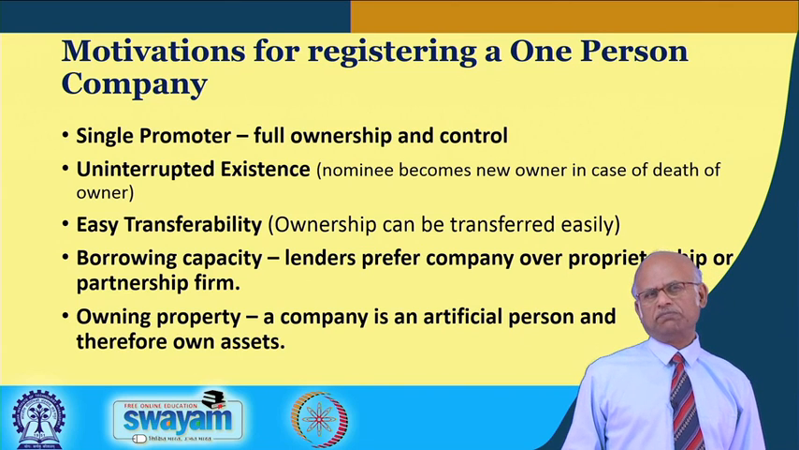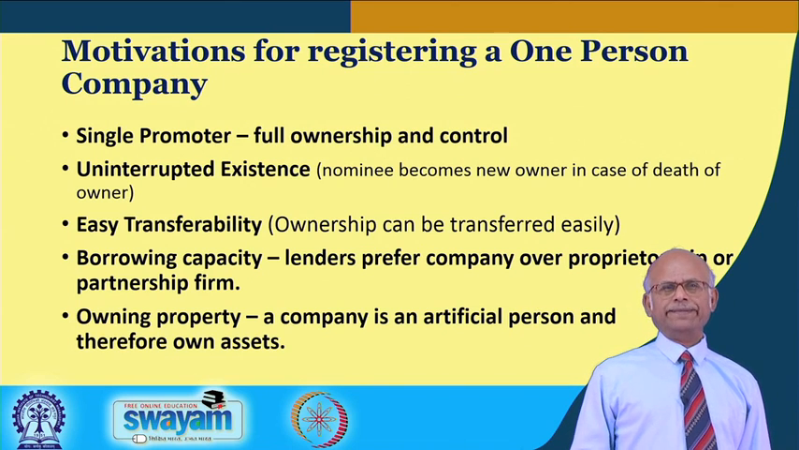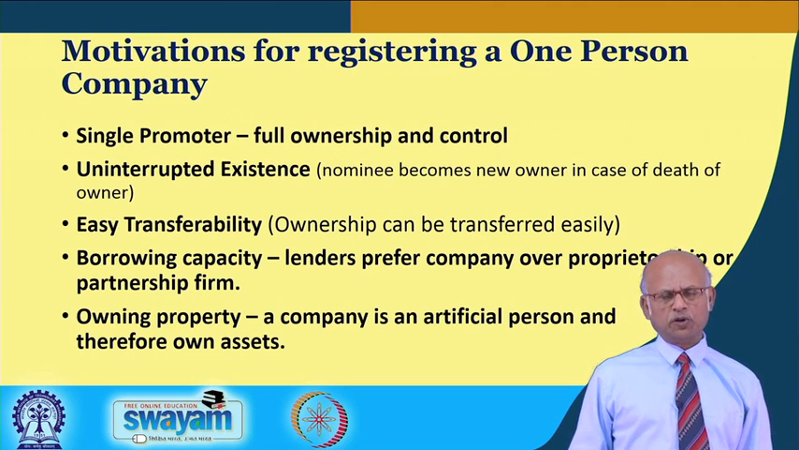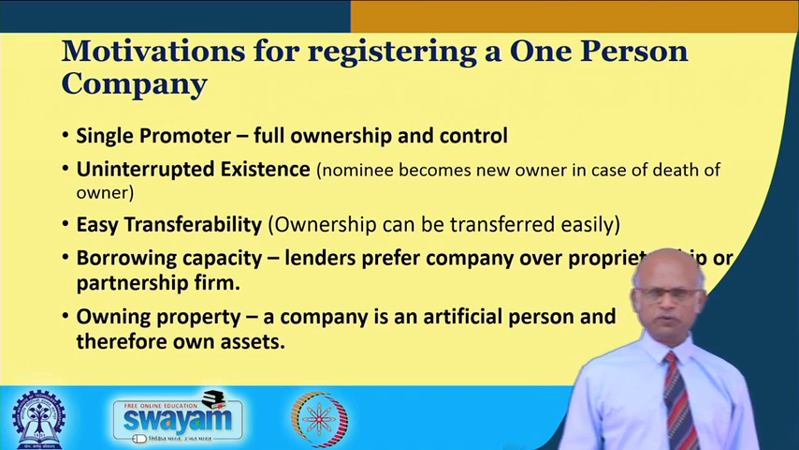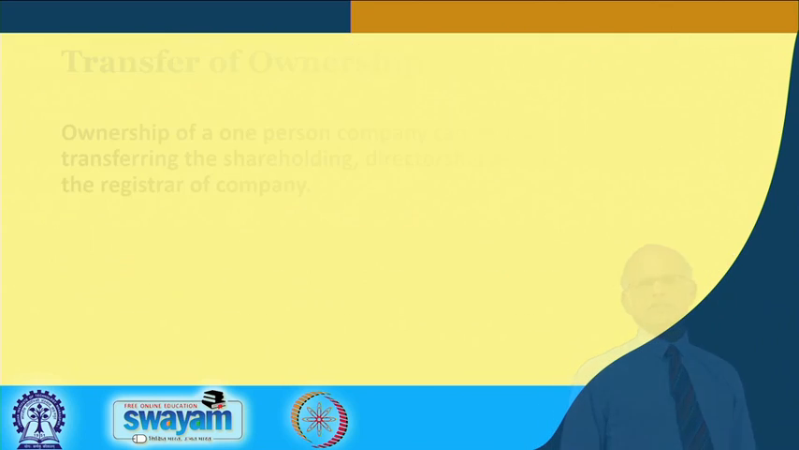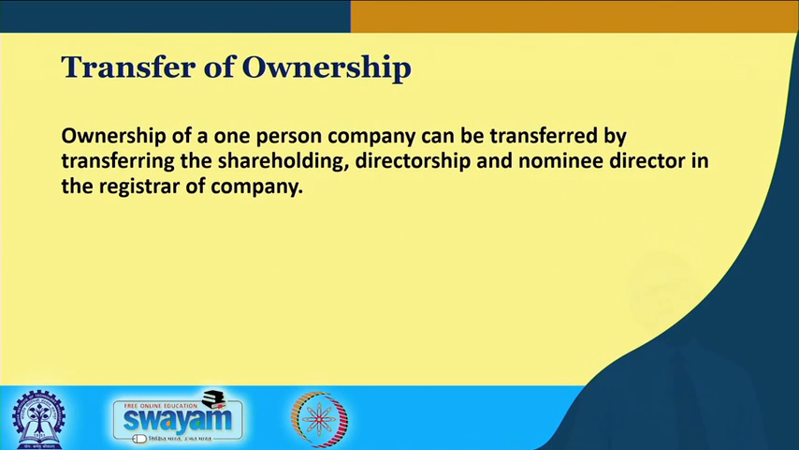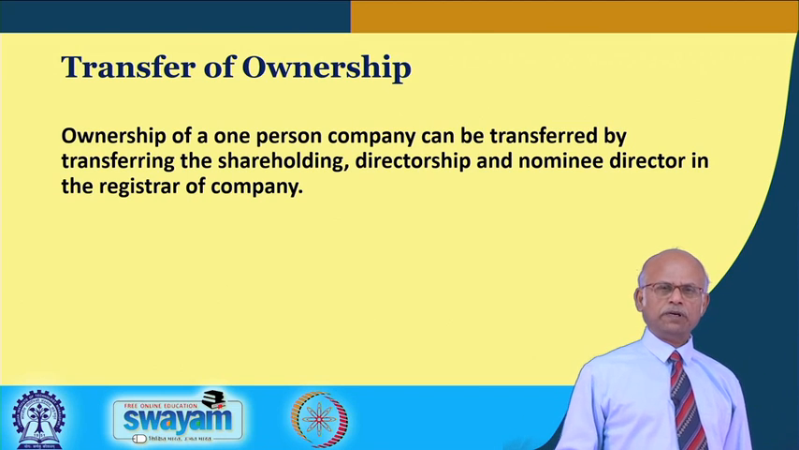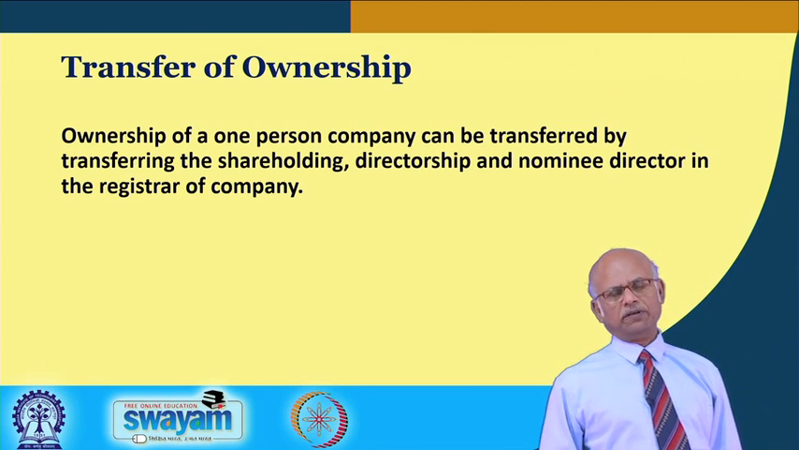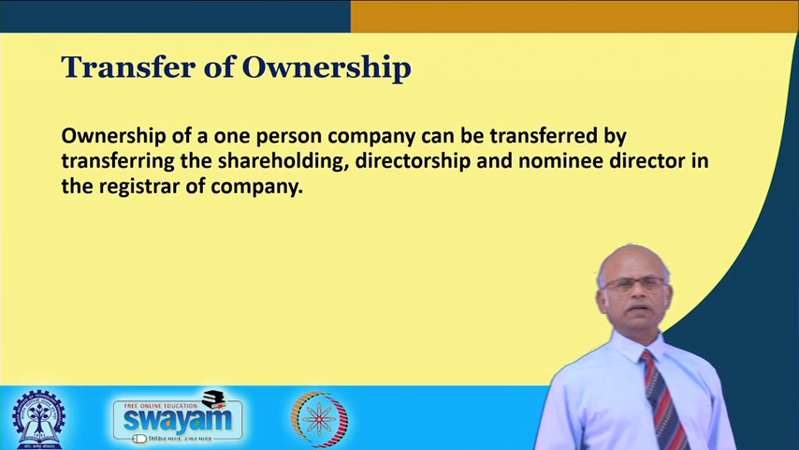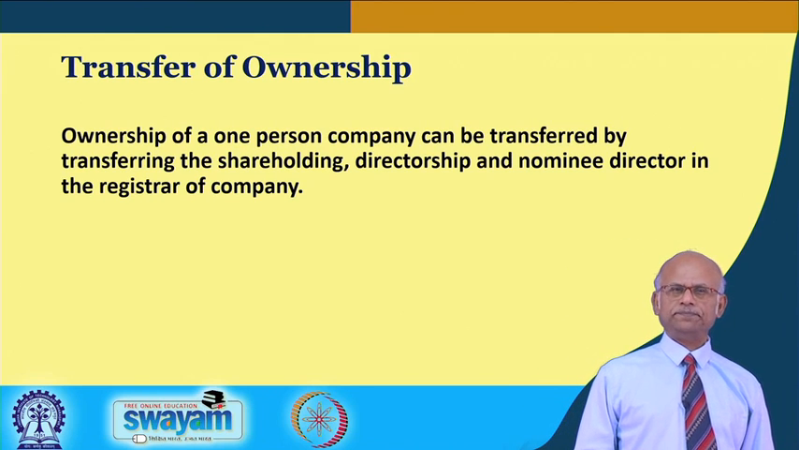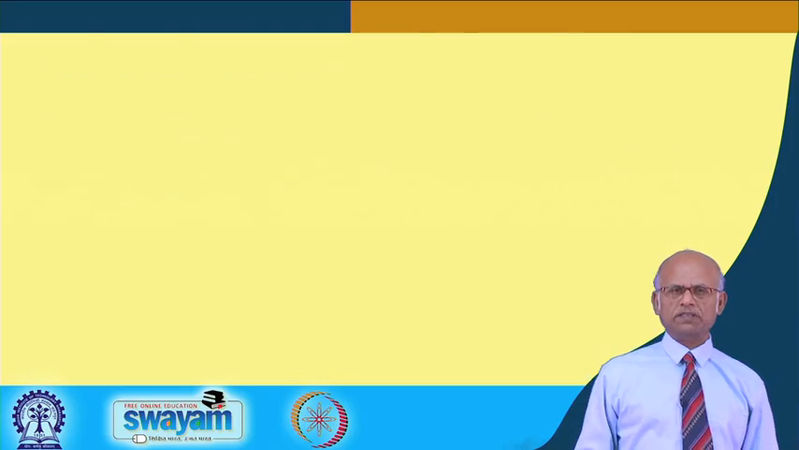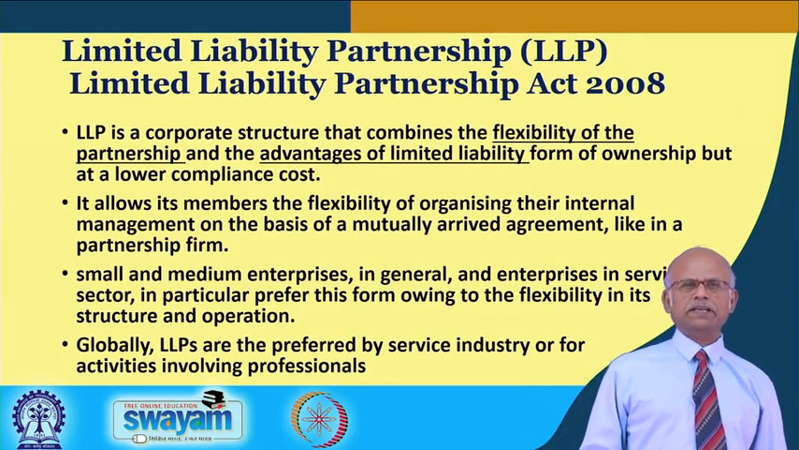Motivations can be many: a single promoter, so full control; then easy transferability, you can transfer ownership to someone. Then borrowing capacity, since lenders normally prefer a company over a partnership or proprietorship. Then, because it is a company, it can own another property, another company, any asset, but a proprietorship or partnership cannot. So, there are reasons to really register an OPC. Transfer of ownership is simple, I will not waste time.